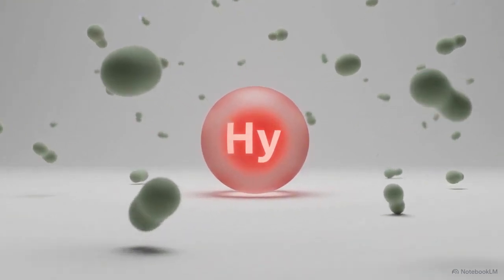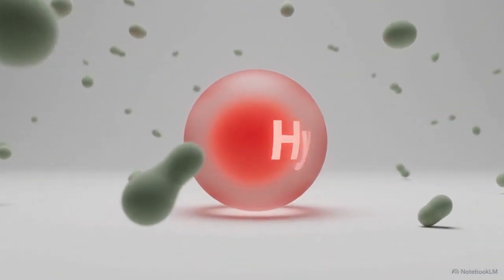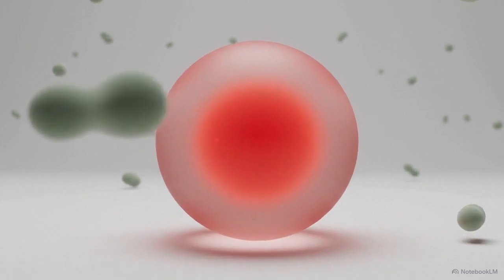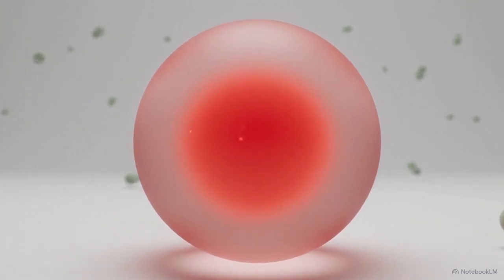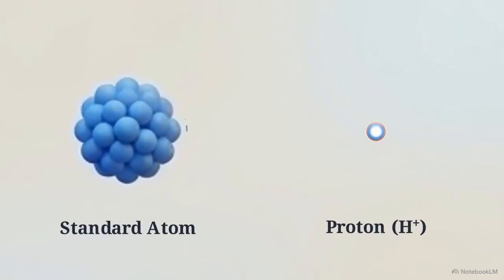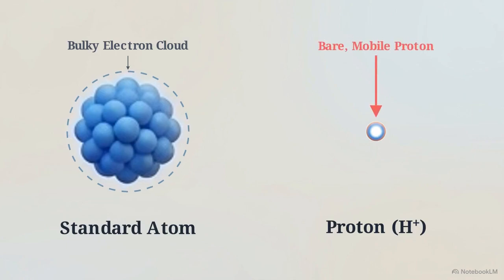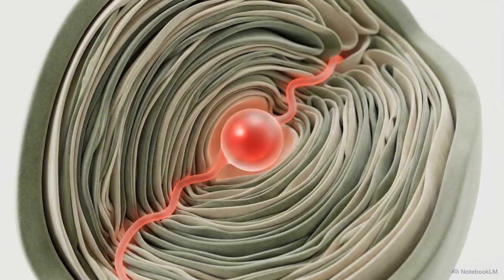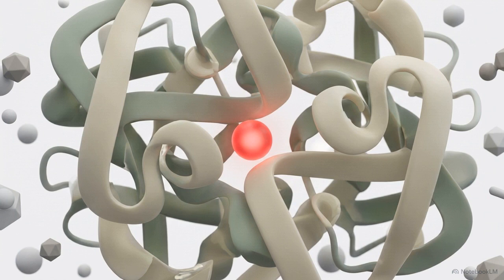Life at the cellular level is under a constant threat from a remarkably simple antagonist, the hydrogen ion. Because this single proton lacks a bulky electron cloud, its small size grants it extreme mobility. It can rapidly infiltrate the deepest layers of our cellular architecture. Once inside, it seeks out molecules bearing negative charges.